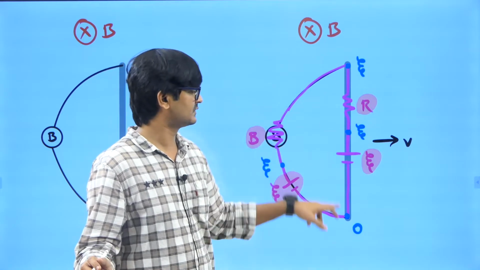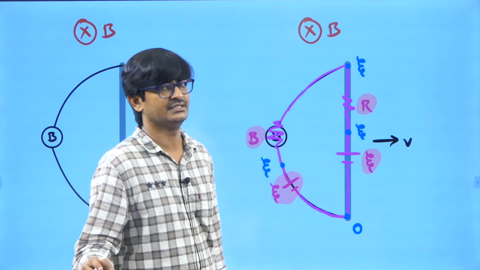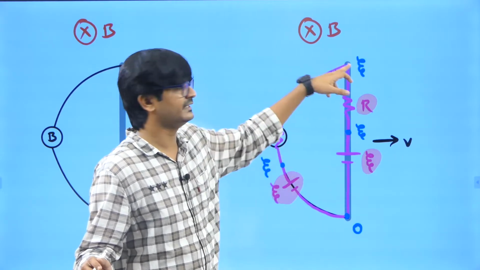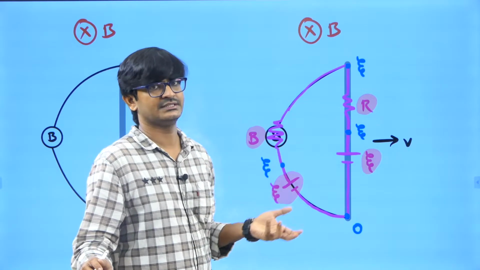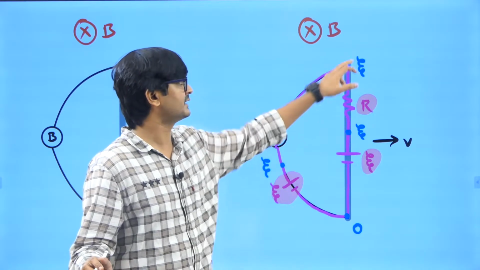But when current is 0, if I assume this potential as 0, this potential is going to be E, this potential is going to be E. There is a potential difference of E, whether you go this way or this way. But when you go in a loop, the net EMF is going to be 0, right? So there is a potential difference.